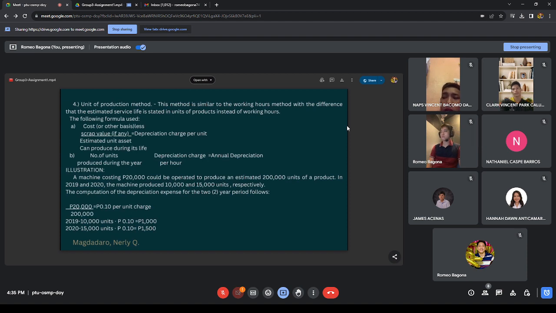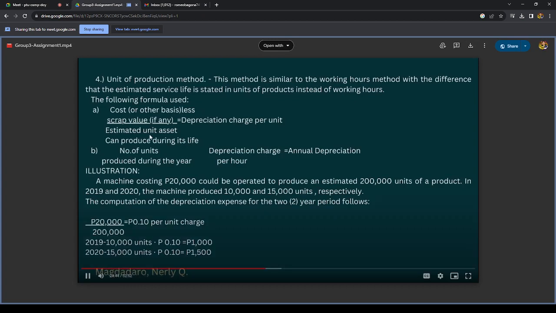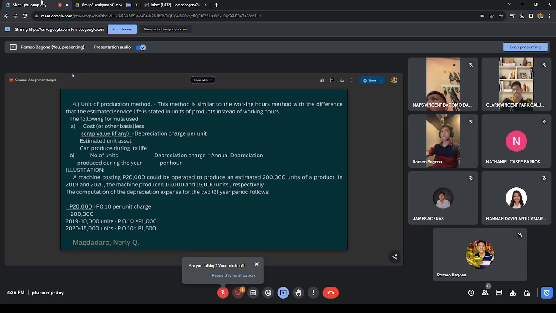So here is an example illustration. A machine costing 20,000 pesos could be operated to produce an estimated 200,000 units of a product. In 2019 and 2020, the machine produced 10,000 and 15,000 units respectively. The computation of the depreciation expense for the 2-year period follows. We're just going to distribute the cost, which is 20,000 pesos, over its estimated life in units, which is 200,000, equals 0.10 pesos per unit charge.